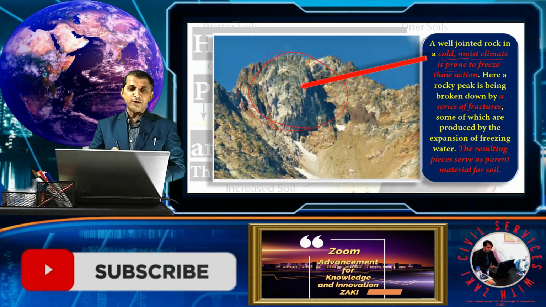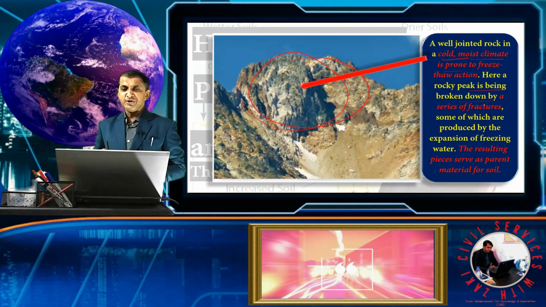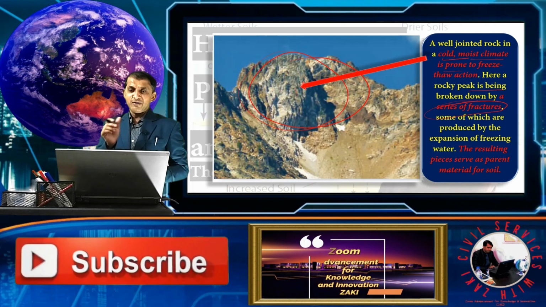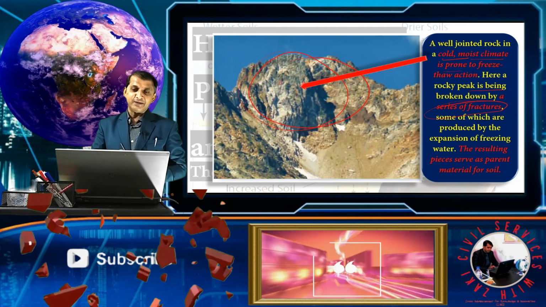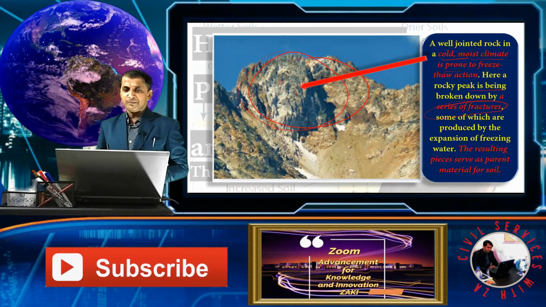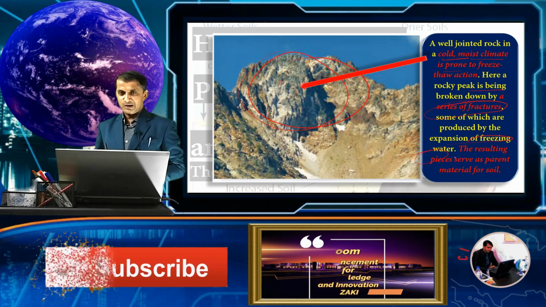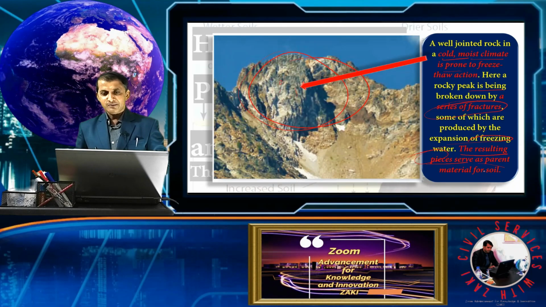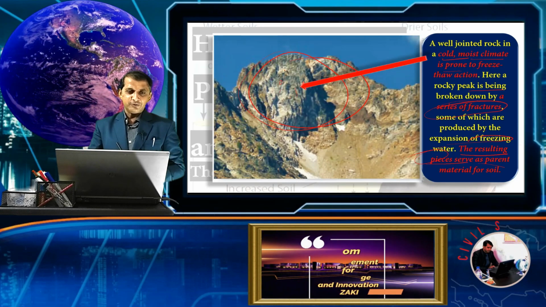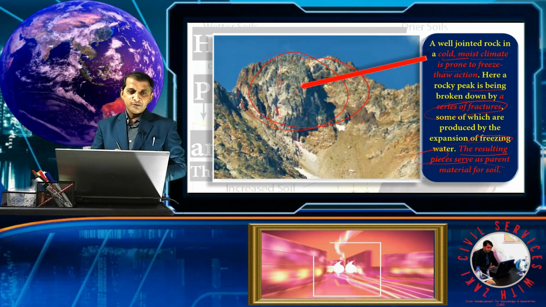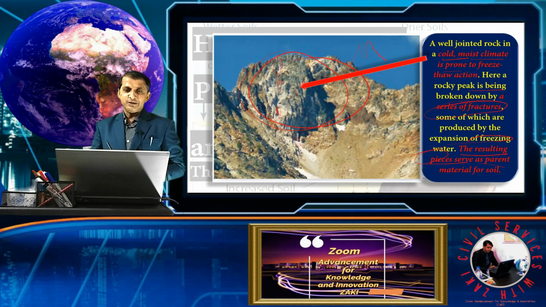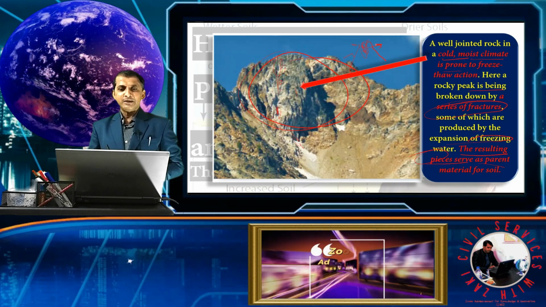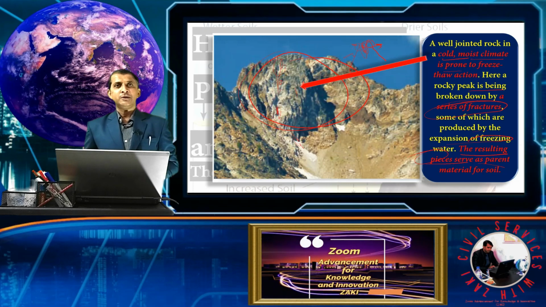If you see here, a rocky peak is being broken down by a series of fractures. Regular freezing and thawing break these apart, some produced by the expansion of freezing water. The resulting pieces work as the parent material. So it is a peak and some water fills it, and due to the cold the water freezes and breaks this area. This is called frost weathering.